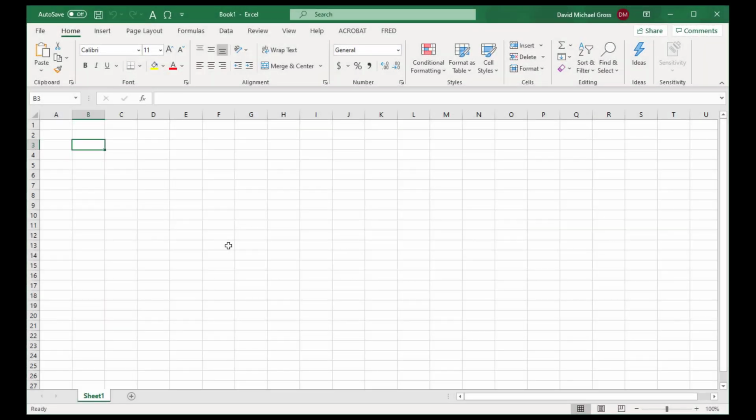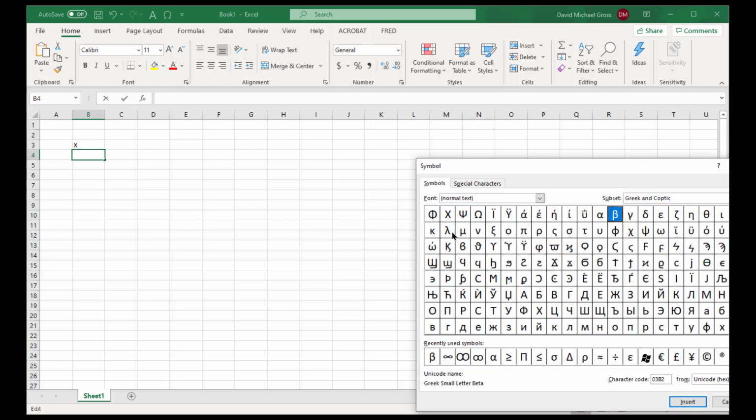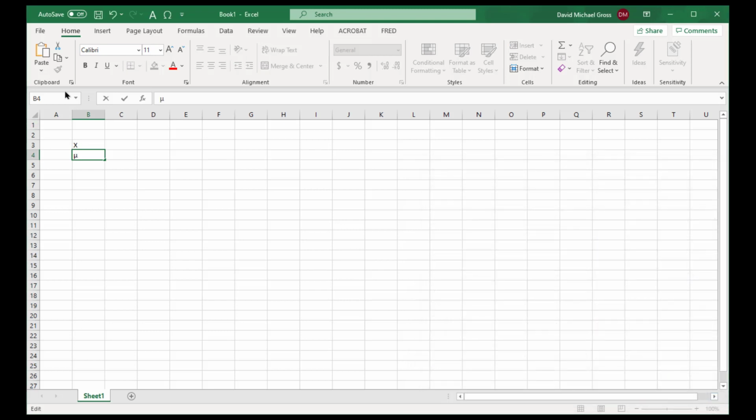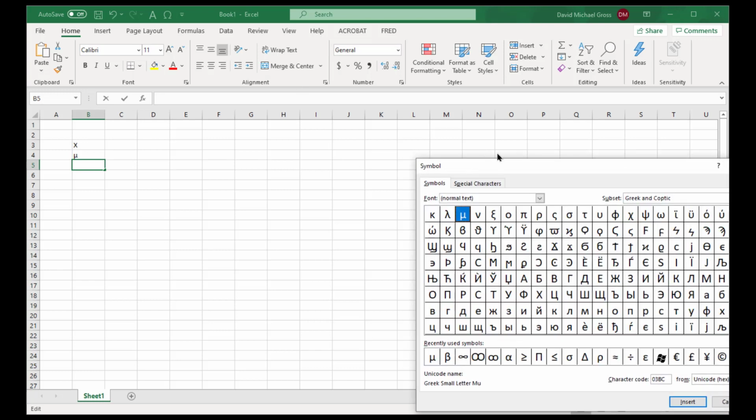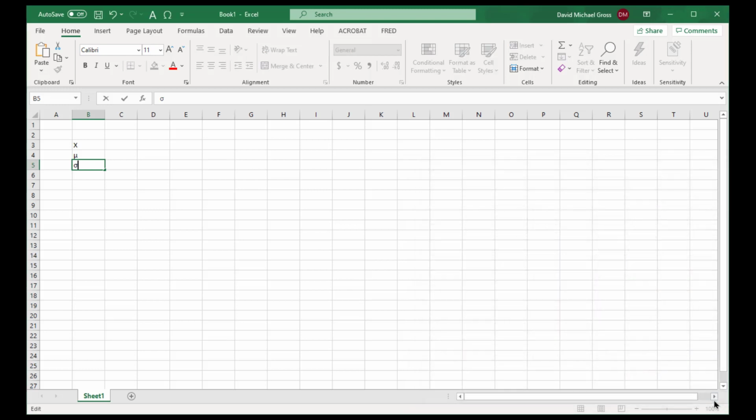So we're at a spreadsheet. Let's see if we can come up with some of these normal distribution confidence intervals. I'll type X for my input value, and next I'll go to symbol and find mu, click insert, close, and then find sigma as well from the same place, insert, close, and so now I have my X, my mu, and my sigma.